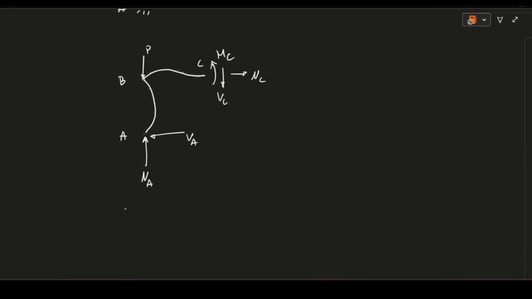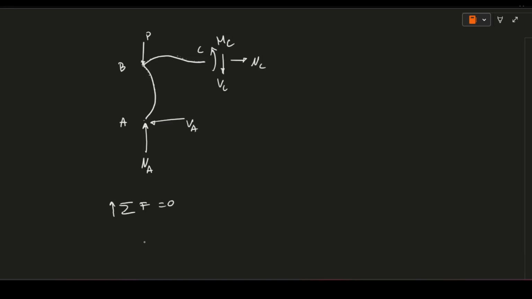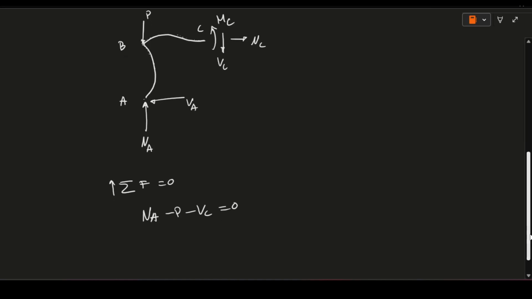Now, if I take the sum of the forces in the vertical direction, sum of the forces in the vertical direction equal to 0, we have NA minus P minus VC equals 0. And solving for NA, that is P plus VC.